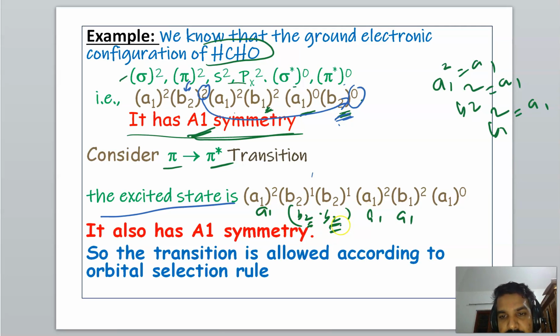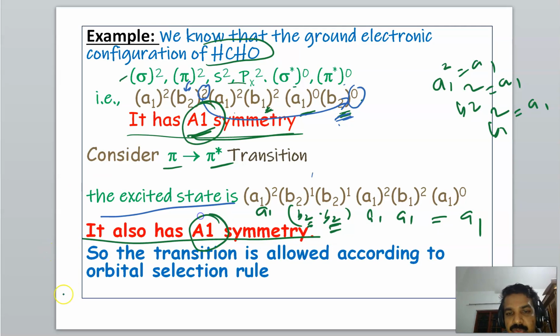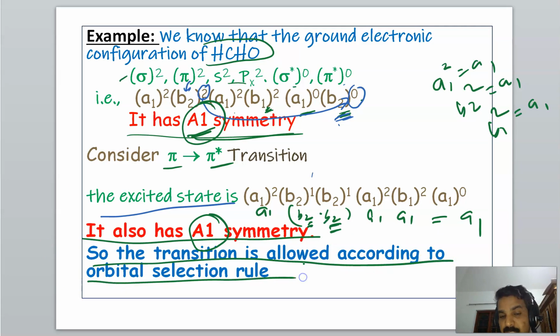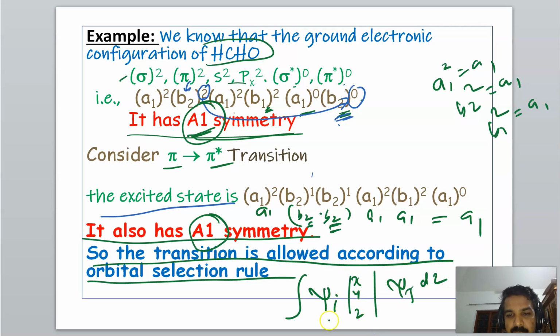So a1 into a1 into a1 into a1, that is equal to a1. That is, it also has a1 symmetry. So initial state is a1, final state is also a1. So the transition is allowed according to orbital selection rule, because the integral psi_i x, y or z psi_f d tau, it is a1, it is a1.